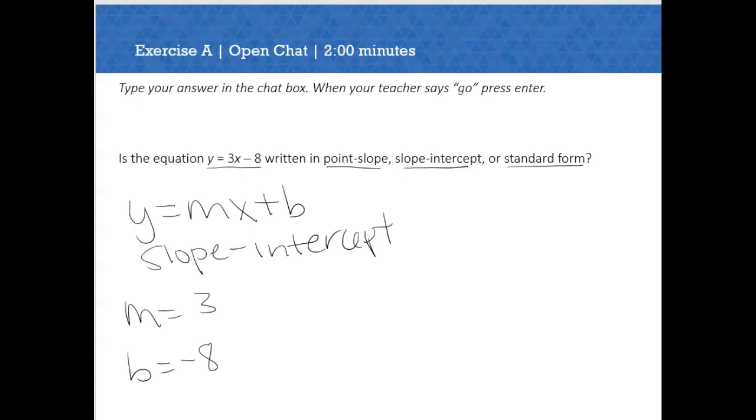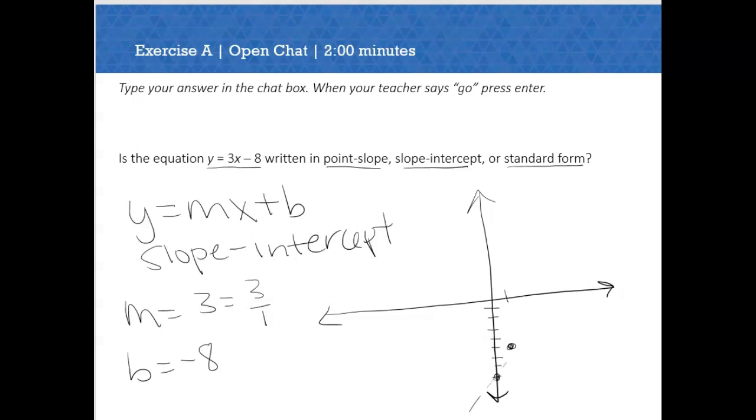So they didn't ask, but we're going to graph it just so we have some practice. When we have it in slope intercept, we start at the intercept, so negative 8. We use the slope, and remember, if we just have a whole number, we rewrite that over a denominator of 1. So we go up 3 over 1. And there's our line. So that is how we graph in slope-intercept form.